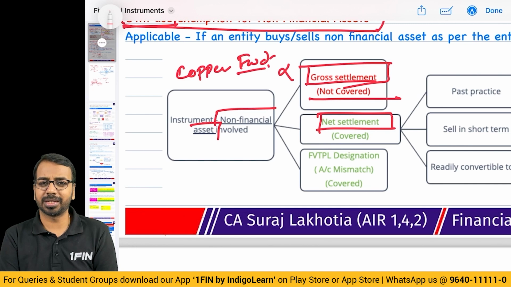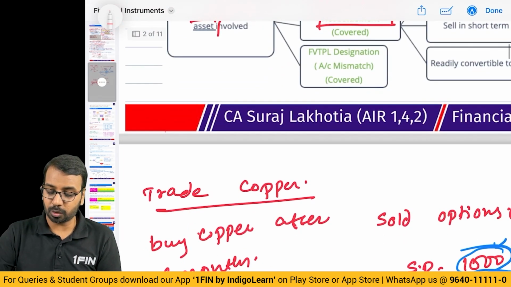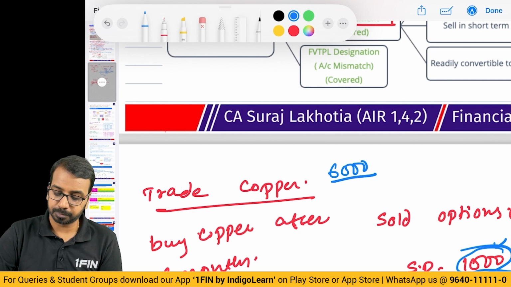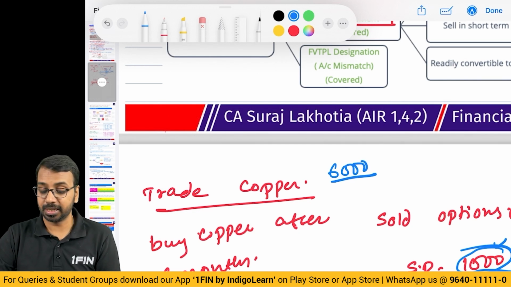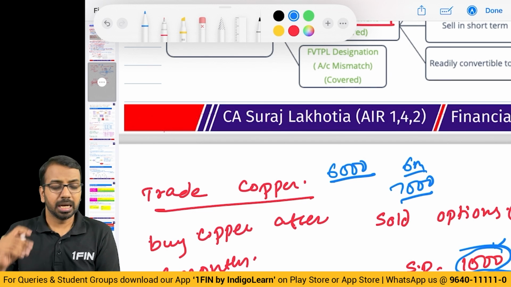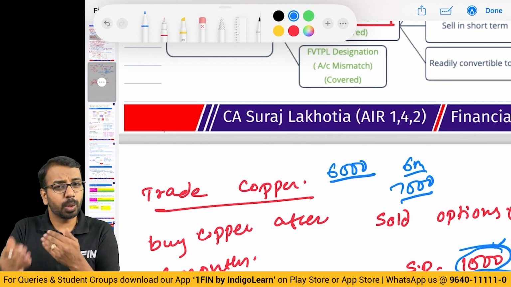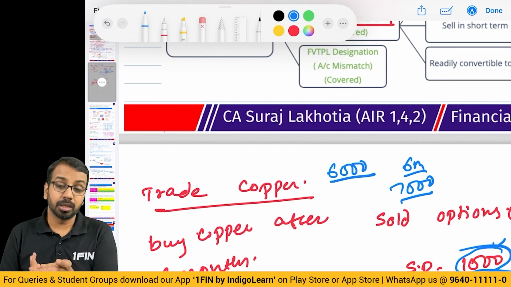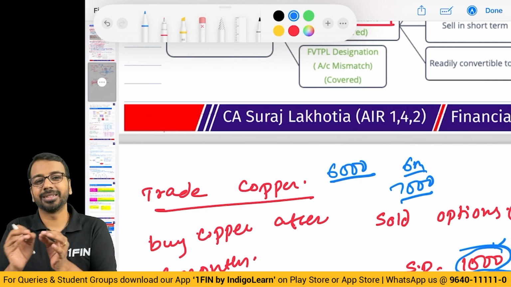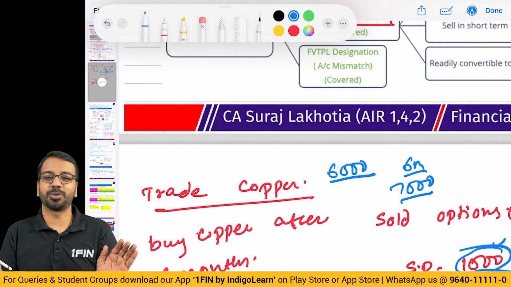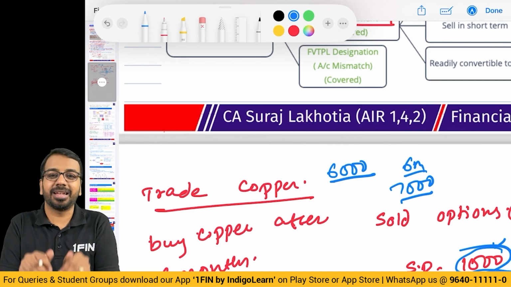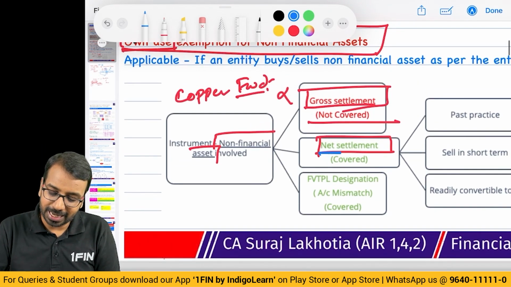Sir, what is the meaning of net settlement? So, say when I purchased copper, prices were 6,000. After 6 months, the price went up to 7,000. Now, if the price went up to 7,000, do I gain or do I lose? I gain. So, what I tell the seller is, see boss, I have gained 1,000. You pay me that 1,000, let us close out the contract.